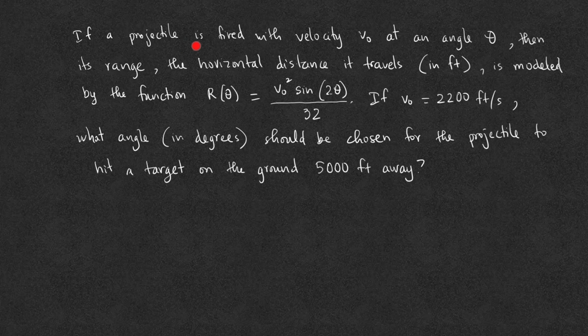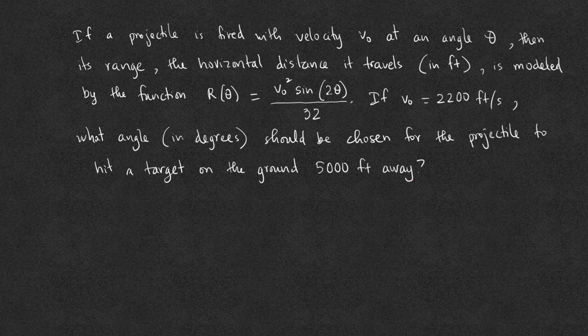If a projectile is fired with velocity v sub 0 at an angle theta, then its range, the horizontal distance it travels in feet, is modeled by the function r of theta equals v sub 0 squared sine of 2 theta over 32. If v sub 0 equals 2200 feet per second, what angle in degrees should be chosen for the projectile to hit a target on the ground 5,000 feet away?